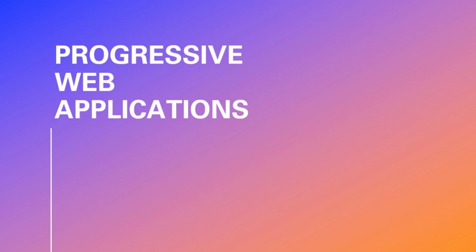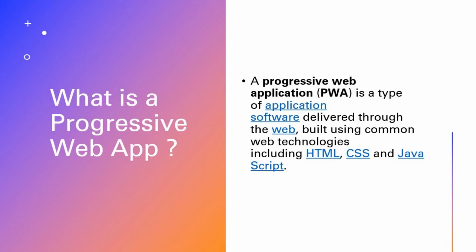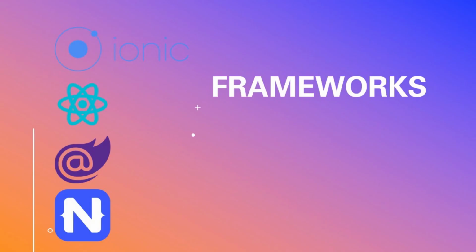So our bonus framework is progressive web applications. So what is a progressive web app? It's a type of application software delivered through the web and built using common web technologies, HTML, CSS, and JavaScript. So it's basically a web application that runs on your mobile. So the frameworks for this are Ionic, React, Blazor, and NativeScript. So there are more, but I just included the ones that seem obvious.